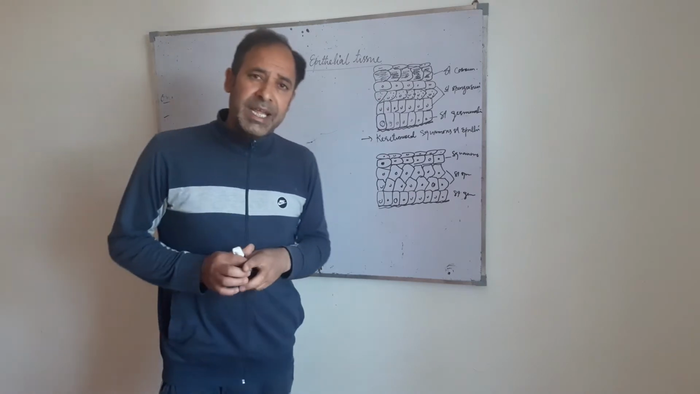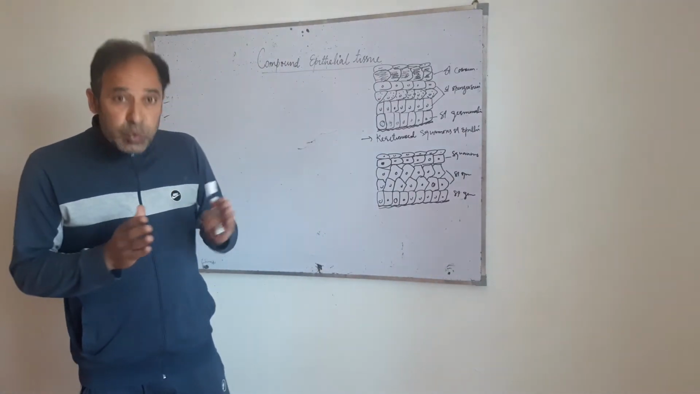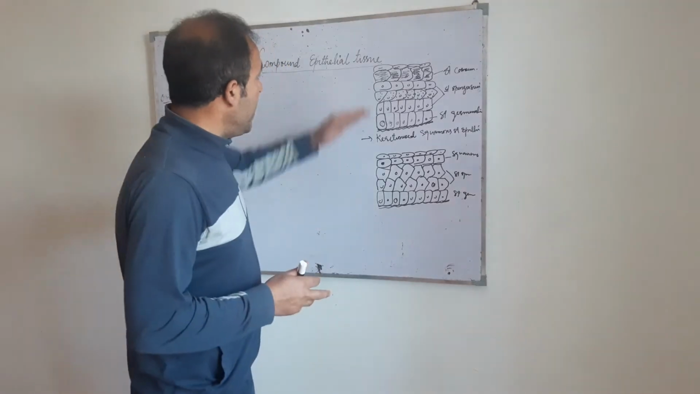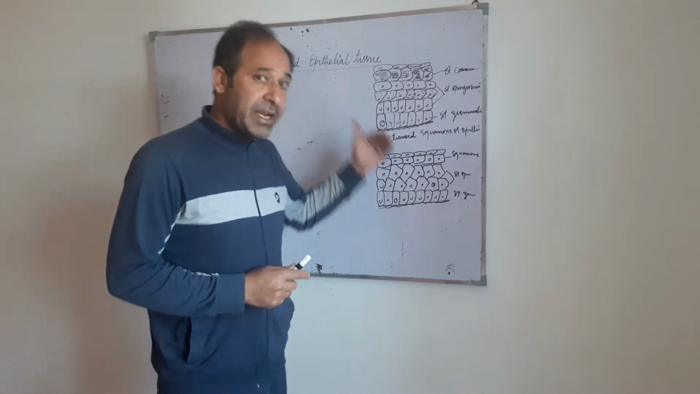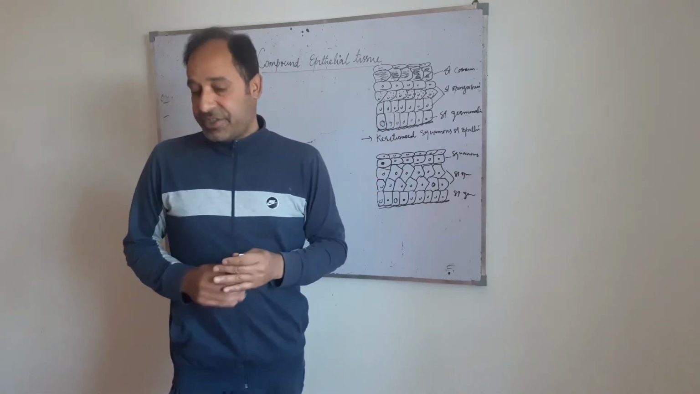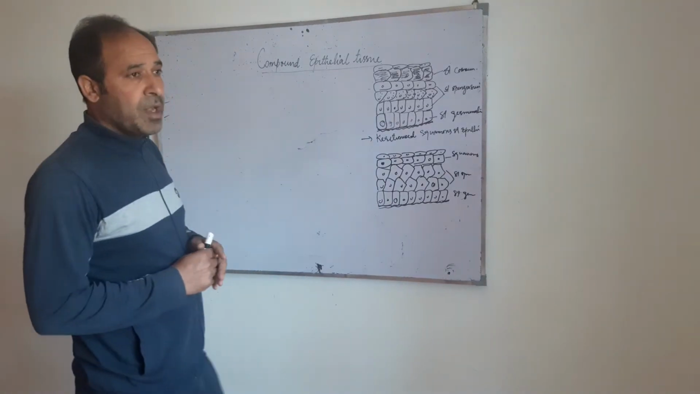The middle layers, two or three layers of cells, are loose and called stratum spongiosum, and the upper layer is called stratum corneum, and the corneum may be keratinized or non-keratinized. So this is called compound epithelium.